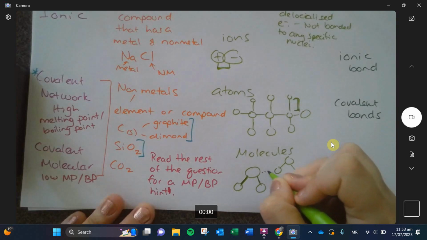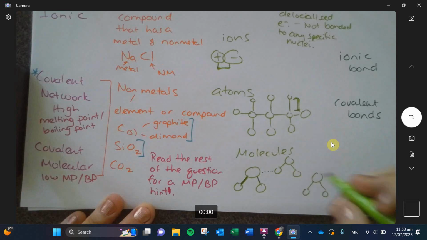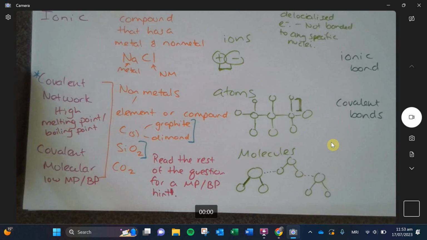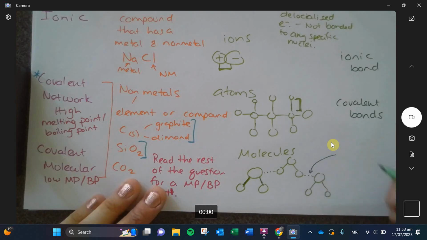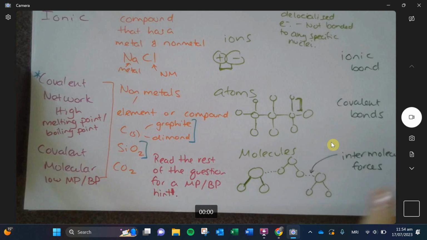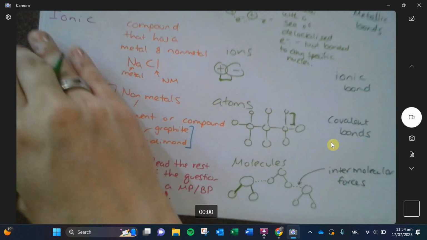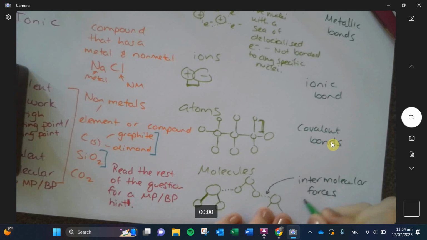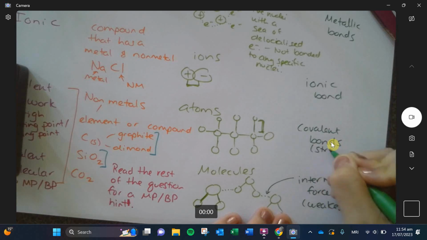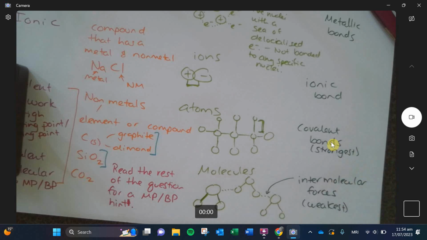a slight attraction between our different molecules. This slight attraction is known as our intermolecular forces. Now, these intermolecular forces are very, very weak. This one's our weakest. This one's our strongest. And then the other two kind of sit somewhere in the middle.